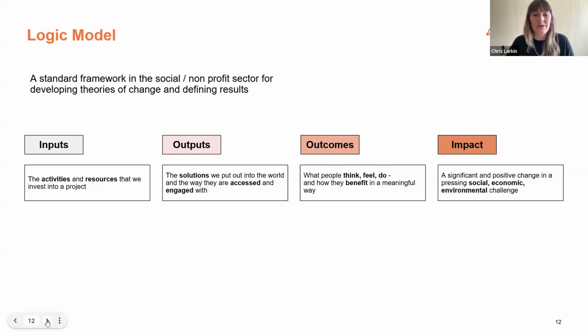So what is it that you're putting out into the world? And how are the participants or the users or customers, beneficiaries, how are they accessing and engaging with that solution? Outcomes is actual change. So how is someone's life changing in softer or subjective or more objective and tangible ways? So what is it that people think, feel, do differently? How is it that they're benefiting in a meaningful way?